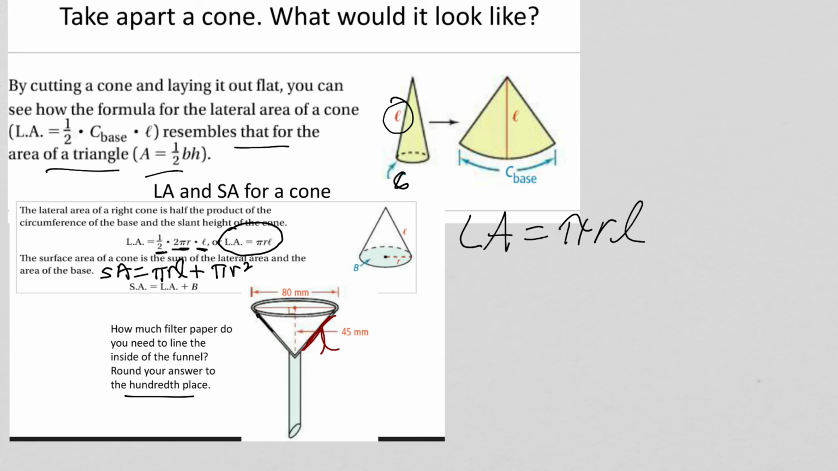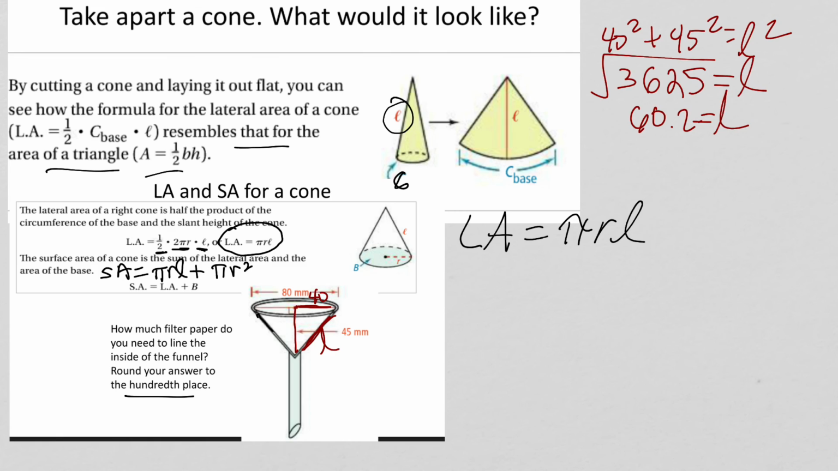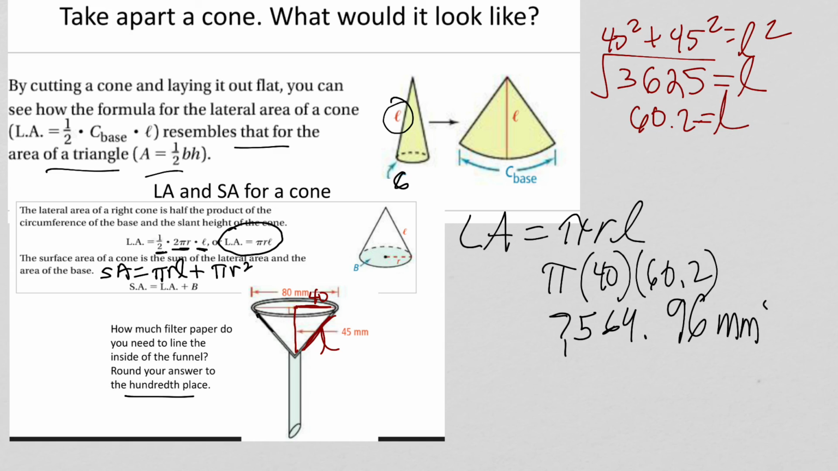All right, so let's look at the right triangle. It's 45 there. How much is from here to here? It's half of the 80, so that's 40. I'm going to do my Pythagorean theorem again to get the L. I get the slant height to be 60.2 millimeters. Now I'm going to plug it into the lateral area formula. Pi, the radius was 40, and my slant height is 60.2. It says round to the hundredths place, so when you plug it in the calculator, this is what I get: 7,564.96 millimeters squared. That is my lateral area.